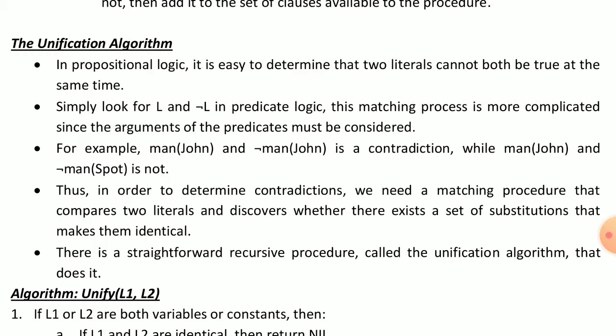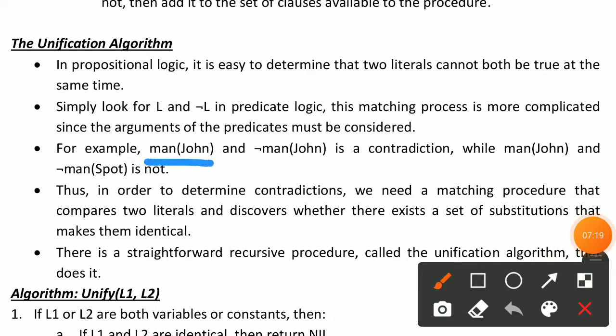Now we can take one example. For example, man whose name is Son and not man whose name is Zone is a contradiction.